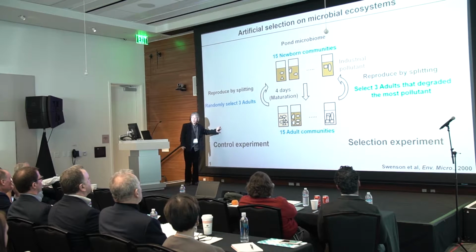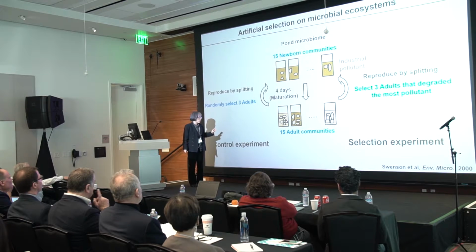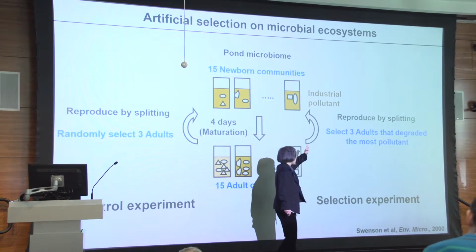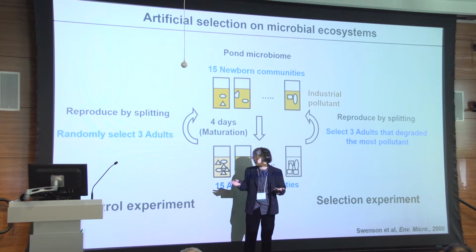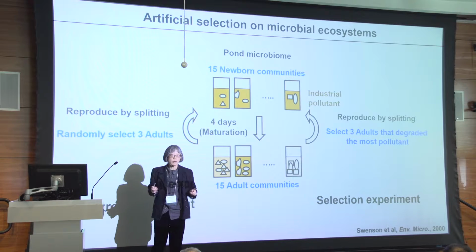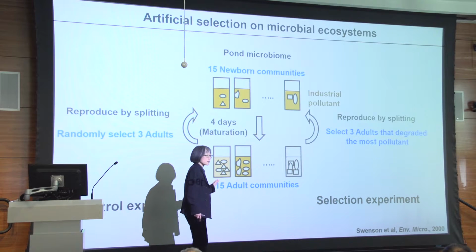So out of 4 control experiments, community activity of degrading pollutant increased in 2 and decreased in 2. Out of 4 selection experiments, this activity went up in 3 and declined in 1. Obviously, the number of experiments is still small. But even if the experiment had worked in a statistically significant fashion, we still would not know the mechanisms.